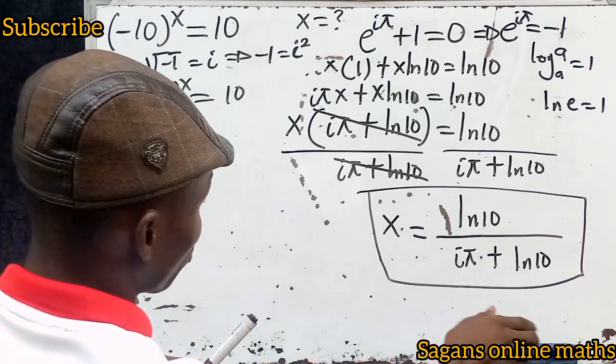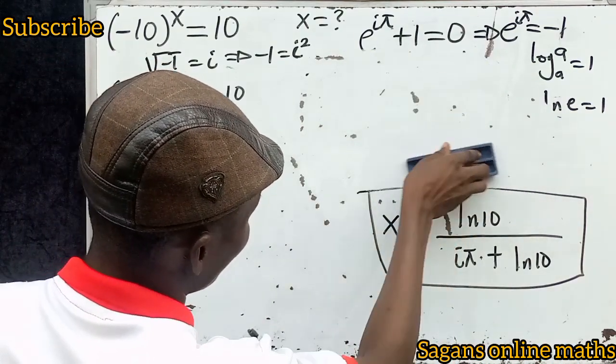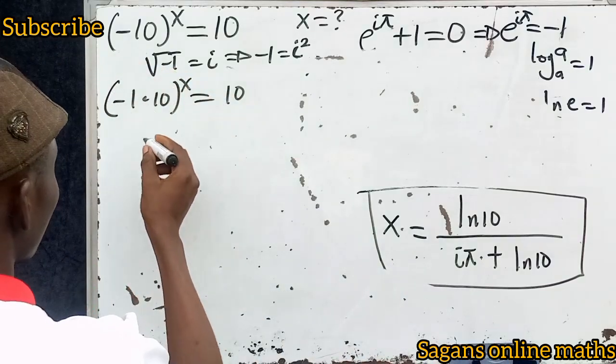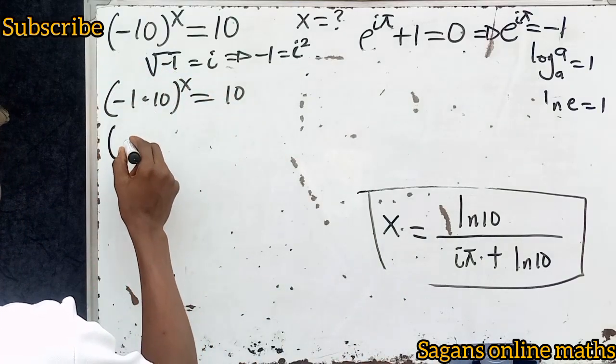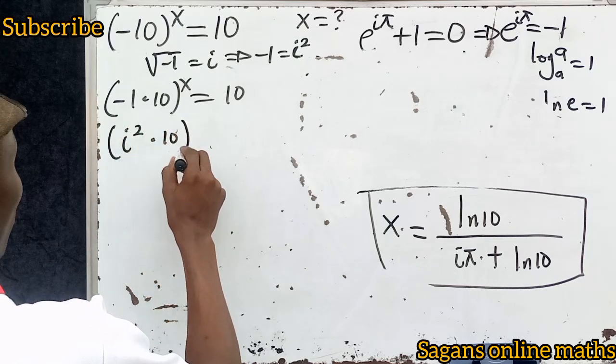So I can remove this. Let me just remove this from here quickly, but keep this answer. It's very good. This is the correct answer. Now from this, minus 1 becomes i square, right? i square multiplied by 10 all to the power of what?